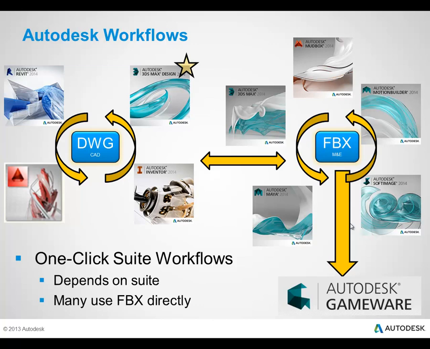Okay? So the suites themselves now have these what we call the one-click workflows. So for example, if you're in Revit, you can go to the one-click workflow. It's called Workflow, and you can click on a button that will take the model and transmit it to 3ds Max, for example, with one click. Okay? And so those workflows are typically now using FBX. So now, instead of using DWG to go to 3ds Max Design, typically that one click actually uses FBX and bypasses DWG.